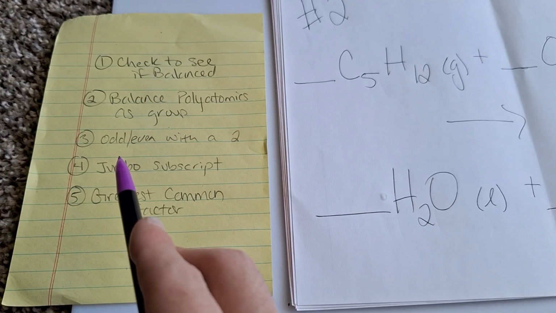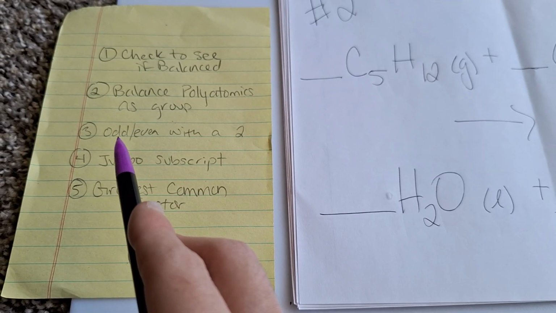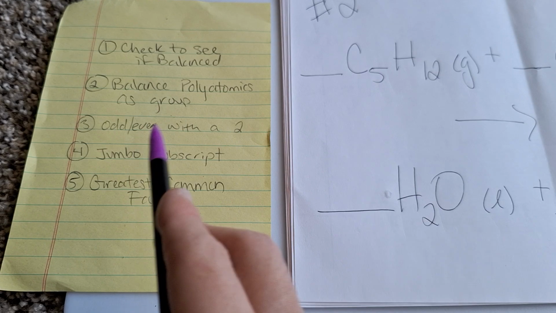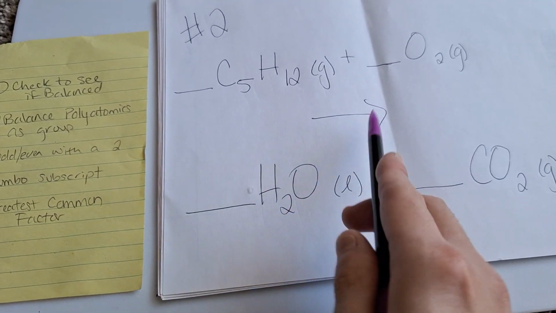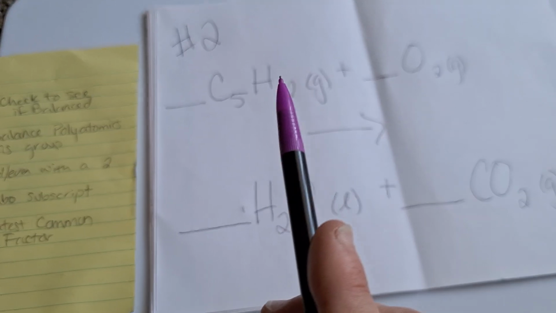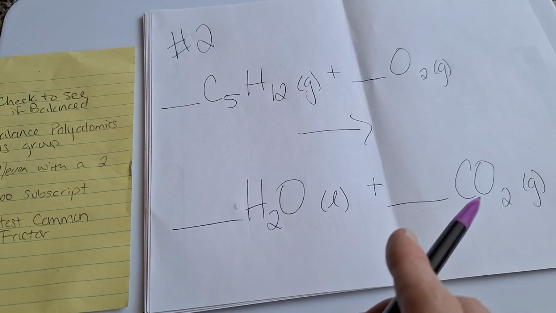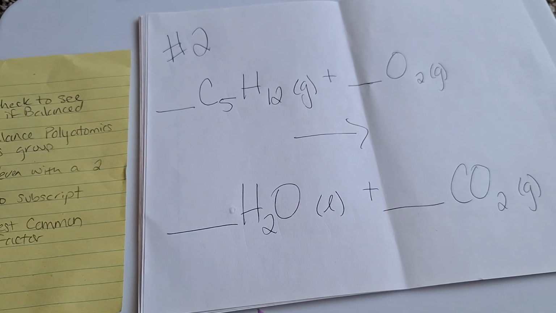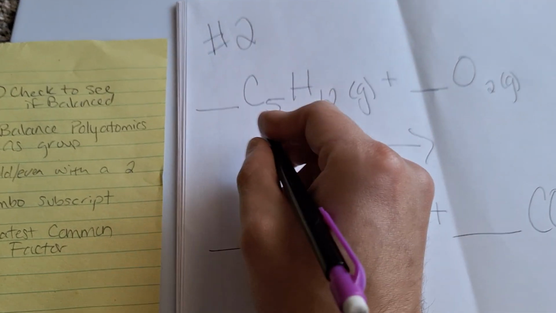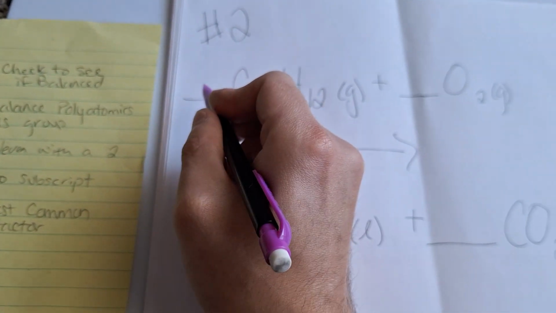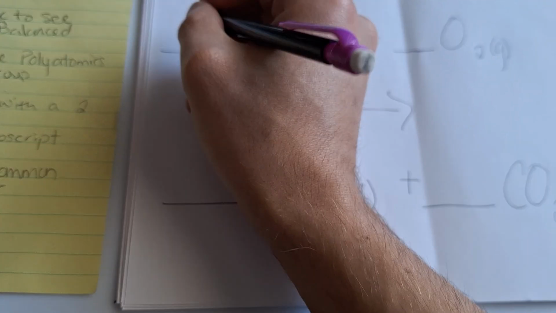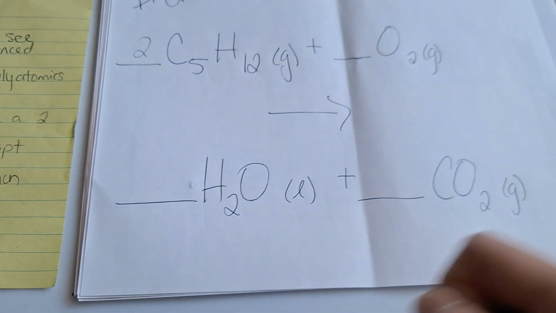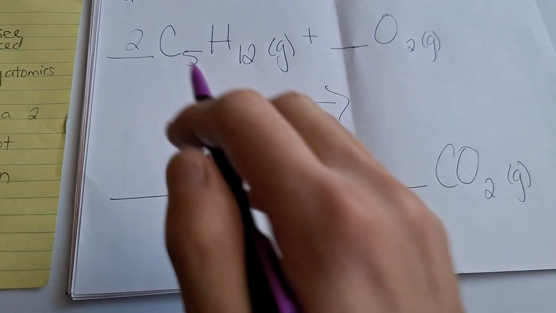So now let's look at rule 3. Okay, so it says odd and even with a 2. Well, we have a mixture of odds and evens, so we might have to do that. So typically what we do there is we put a 2 at the beginning of this. Now, this doesn't always work. Sometimes you get lucky and it works, but not all the time.